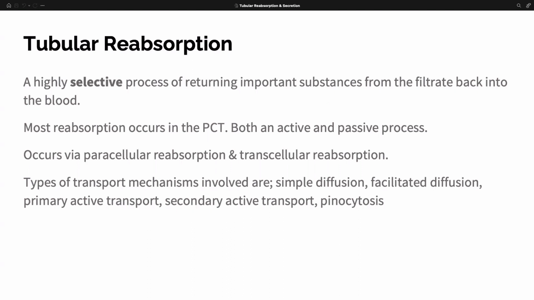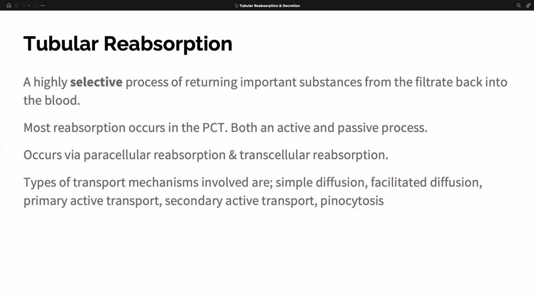Paracellular reabsorption, as the name implies, you're reabsorbing substances between the cells. So important examples that undergo paracellular reabsorption are calcium ions and magnesium ions. We'll be discussing this later on as well. Transcellular reabsorption, this is the process where you're reabsorbing substances across the cell membranes of the cell. So examples of substances that undergo transcellular reabsorption are sodium ions, glucose, and amino acids.